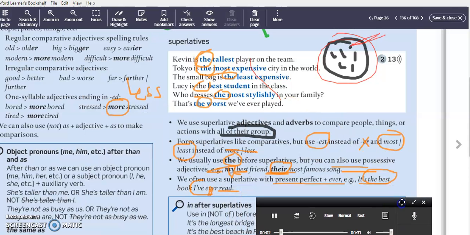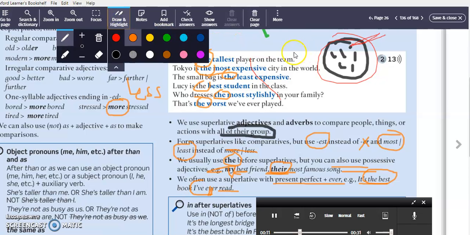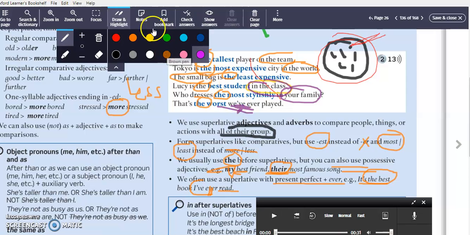2.13. Kevin is the tallest player on the team. Tokyo is the most expensive city in the world. The small bag is the least expensive. Lucy is the best student in the class. Who dresses the most stylishly in your family? That's the worst we've ever played.